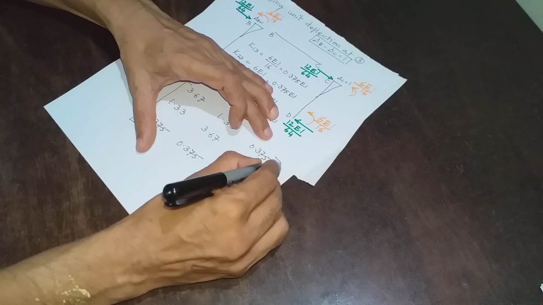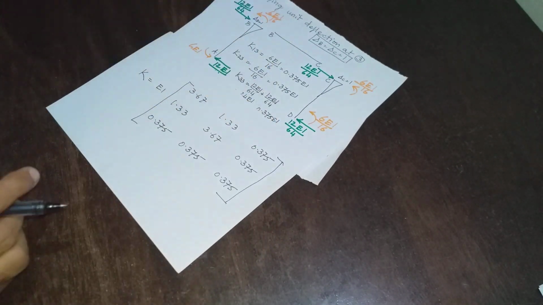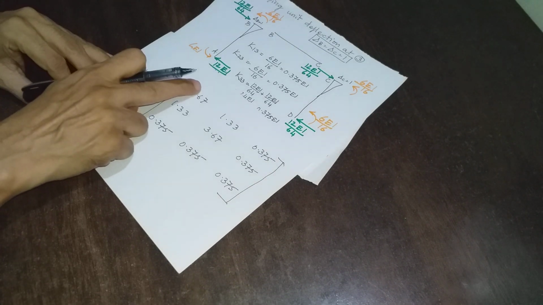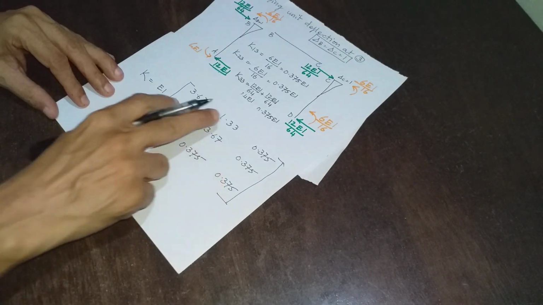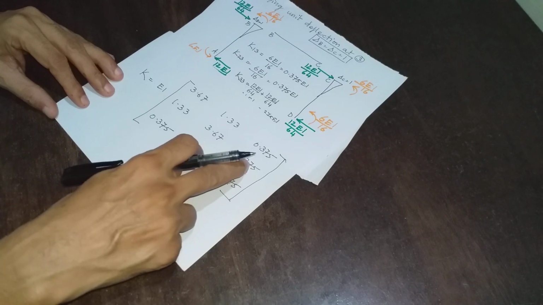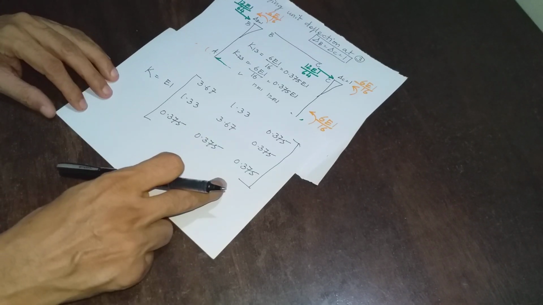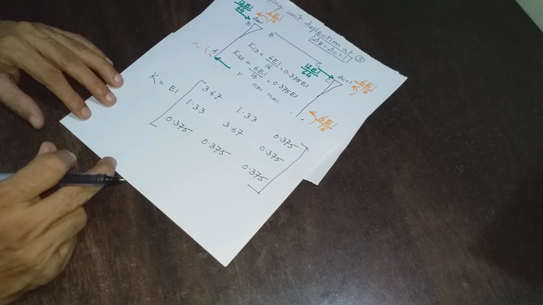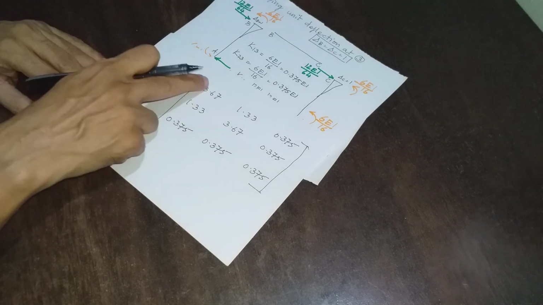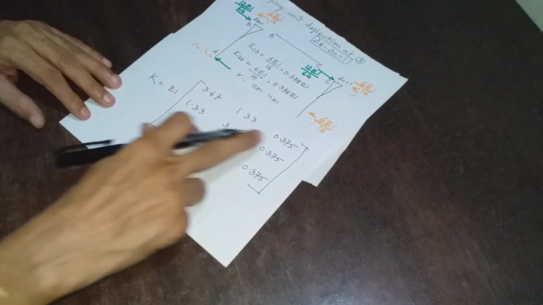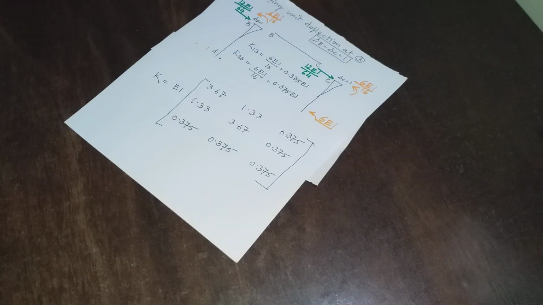Friends, just check whether it satisfies all the conditions of stiffness matrix. Yes, all the diagonal elements are positive and all the other elements are symmetrical. This is a 3 by 3 matrix, since the degree of kinematic indeterminacy is 3. All the diagonal elements are positive, all other elements are symmetrical. This means our calculations are correct.